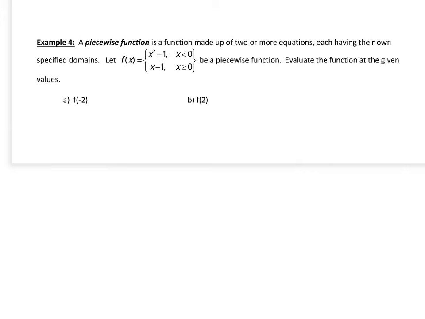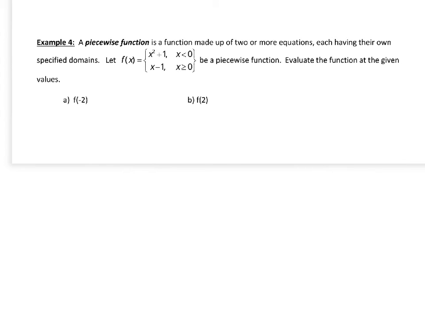And notice I've labeled for you the first equation, which is listed on top. Its domain is listed next to it. And then equation number 2, x minus 1, is on the bottom. So if you're asked to evaluate a piecewise function, you have to pay attention to the domains. So notice that for letter 4a, the x value we're asked to substitute is negative 2. Well, clearly, negative 2 is less than 0. Since it's less than 0, that means that I'm going to use the first equation because that's the only equation we can use when x values are less than 0.